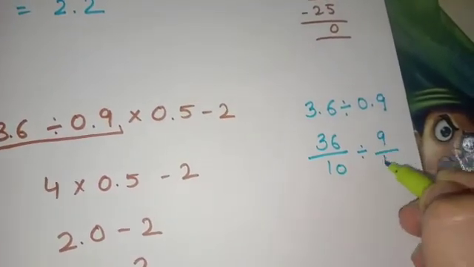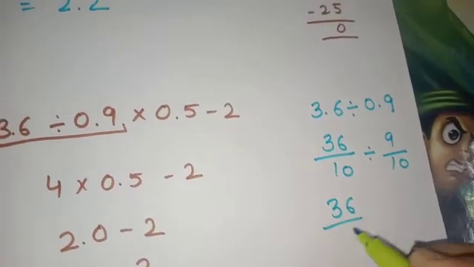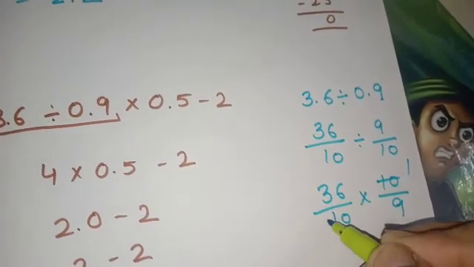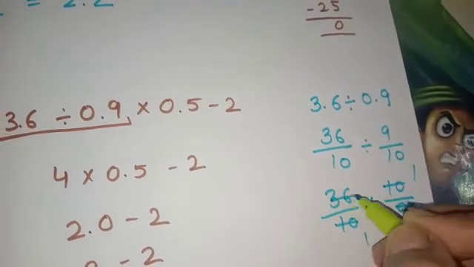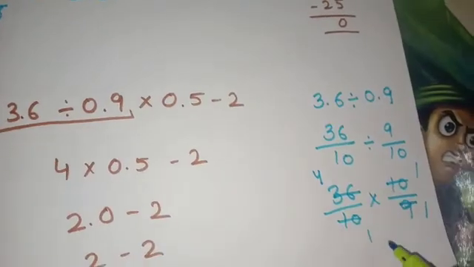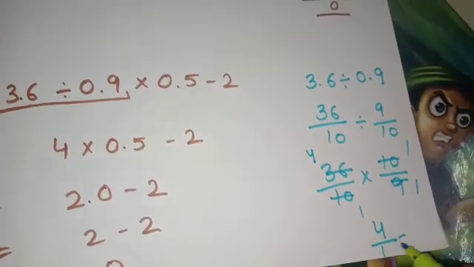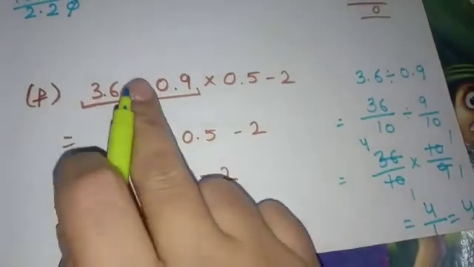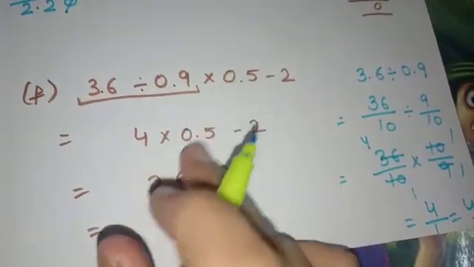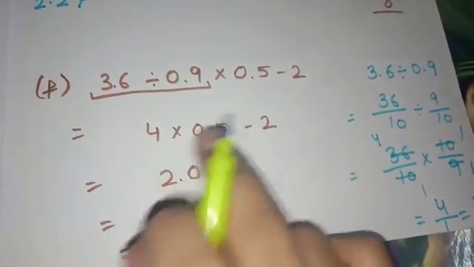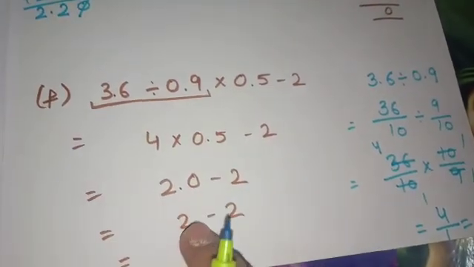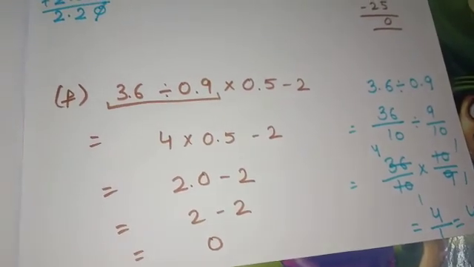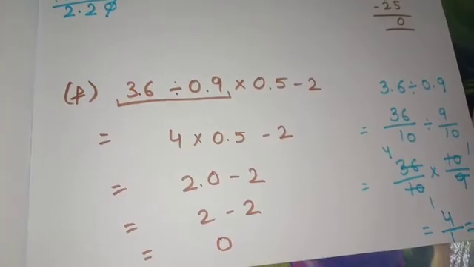Okay. Remove the decimal. Then the division sign will be converted to multiplication. 10 cancels with 10. 9 ones are 9, 9 fours are 36, so this is 4. Multiply 1 over 1. 1 ones are 1. So this is equal to 4. Okay, so directly I have written here 4 multiply 0.5 minus 2, then multiplication, then 2.0 means 2, 2 minus 2 is 0. Okay. This completes our worksheet 3 of unit 8.